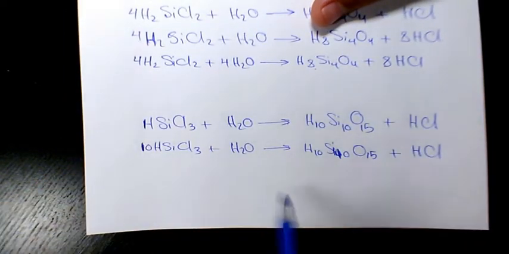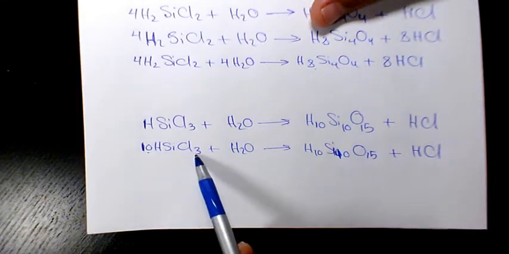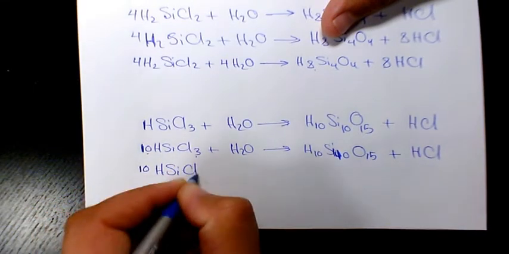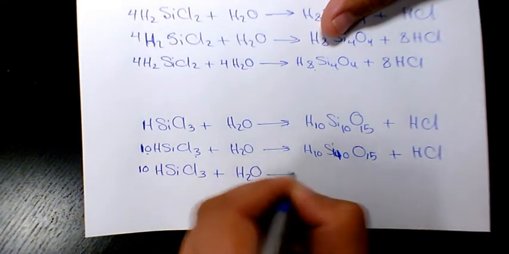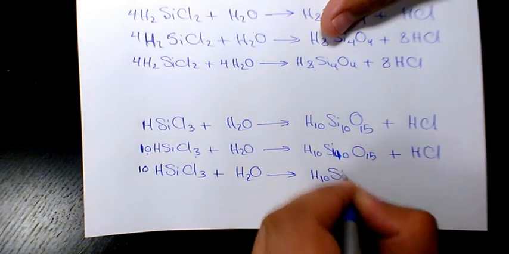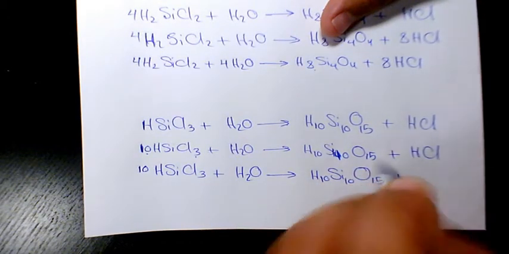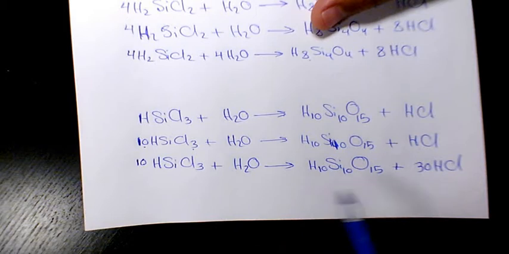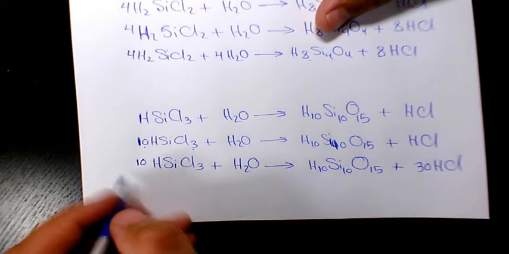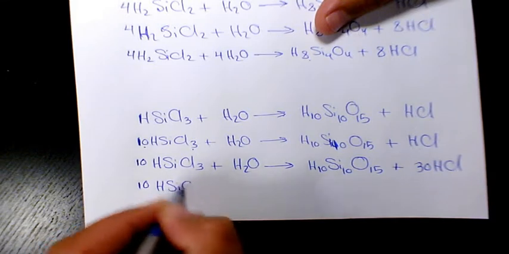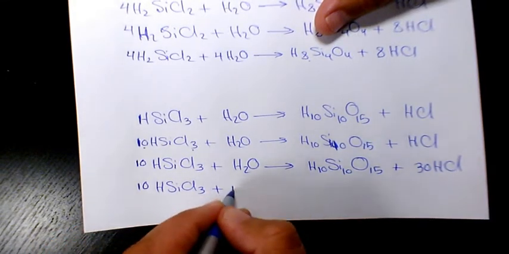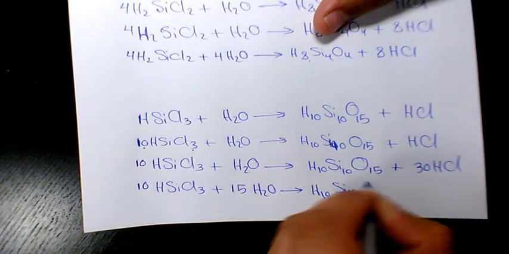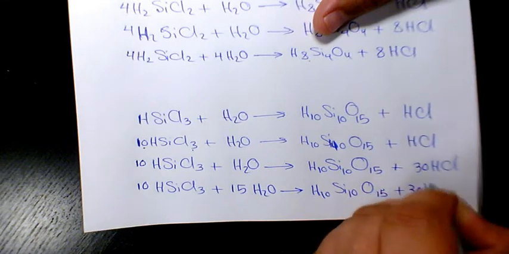So we have 10 chlorine, 10 times 3, 30. We need to have 30 in here. So 10 HSiCl3 plus H2O gives H10 Si10 O15 plus 30 HCl. What about oxygen? Oxygen, we have 15, so we need to put 15 in here as well. 10 HSiCl3 plus 15 H2O gives us H10 Si10 O15 plus 30 HCl.